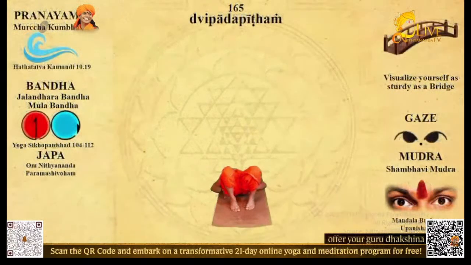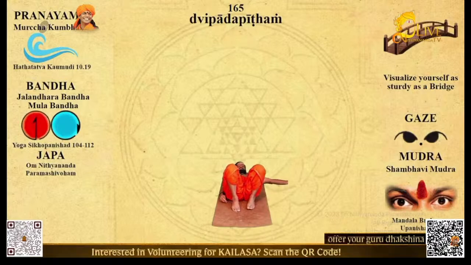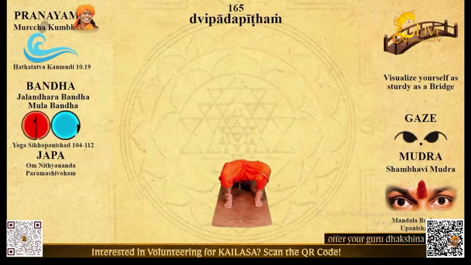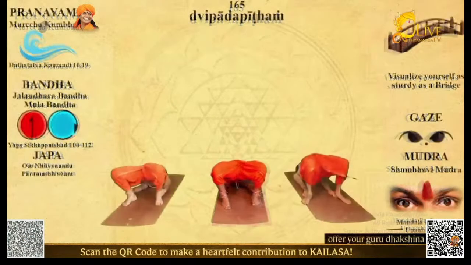Next up is the Dvipara Pitam. Now lay on your back with the feet flat on the mat and the knees raised. As you hold on to your ankles, push your hips up and gaze to the tip of the nose as you lock your throat in Jalandhara Bandha, performing Murcha Kumbhaka, and visualize yourself as sturdy as a bridge.